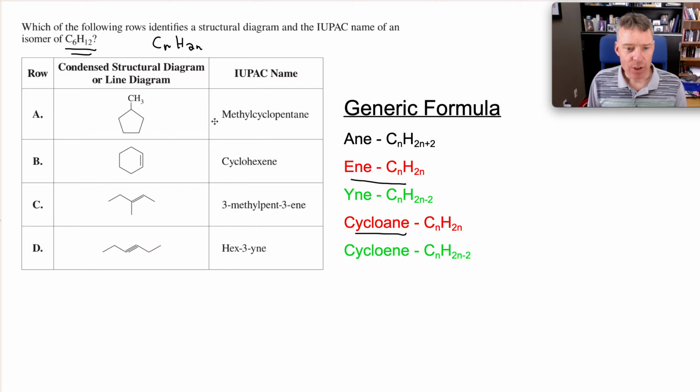So we have to figure out which one of these makes sense. First thing that jumps out is we've got an yne here. We've got a triple bond. So there's no way this is going to work. This would be a 2n-2 type pattern. So now we've got to sort of go through A, B, and C.